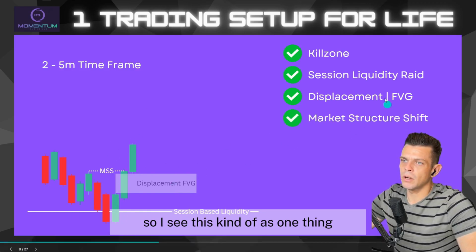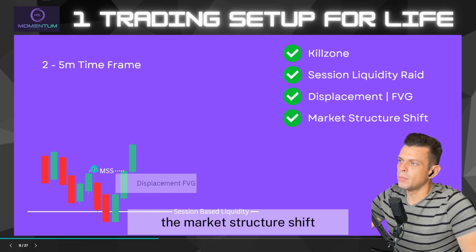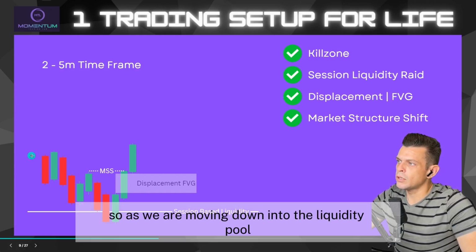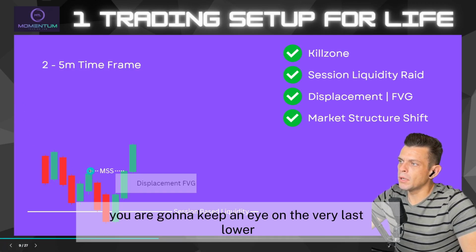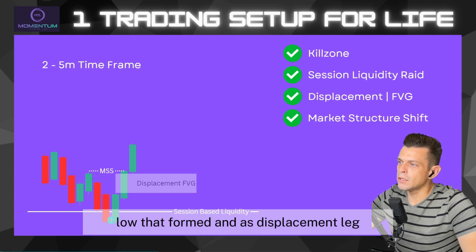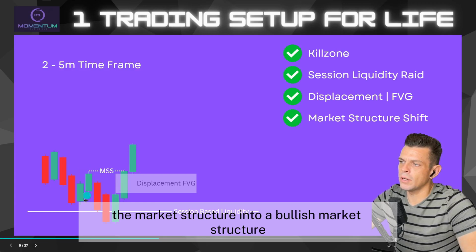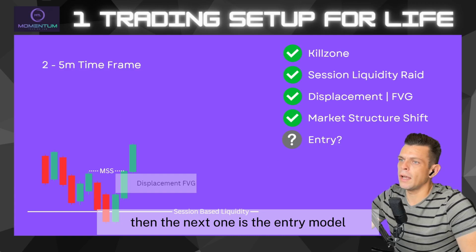So I see this kind of as one thing. The displacement must create the market structure shift. So as we are moving down into the liquidity pool, you are going to keep an eye on the very last higher low that formed, and this displacement leg, we want to see that break the market structure into a bullish market structure.